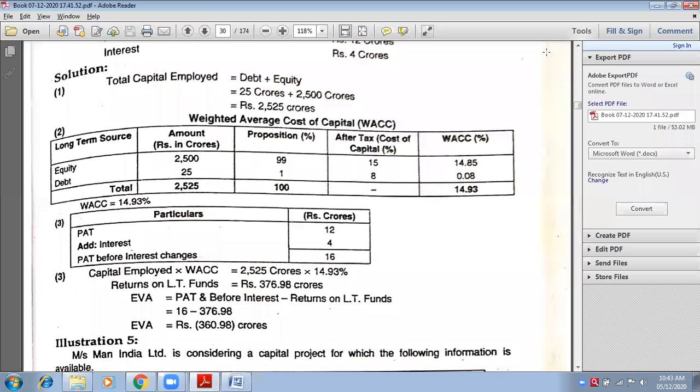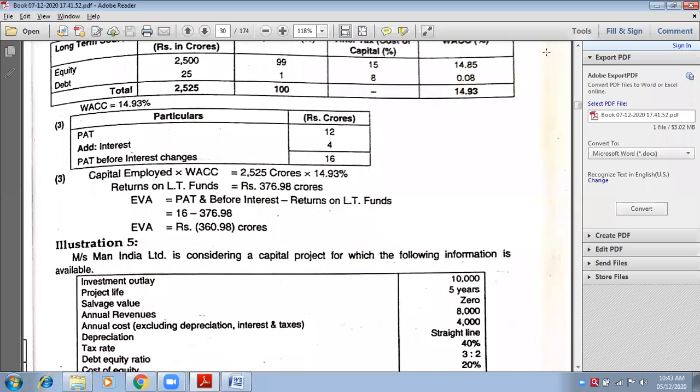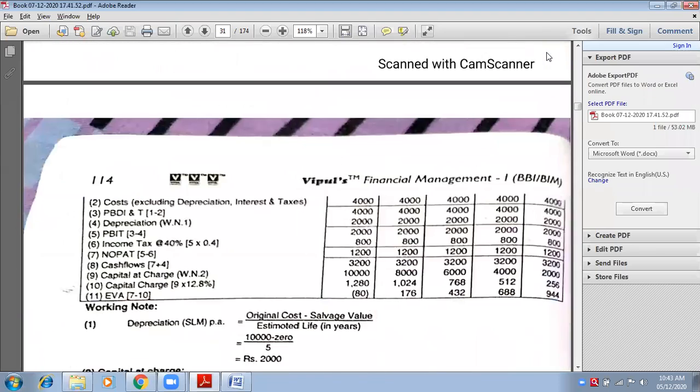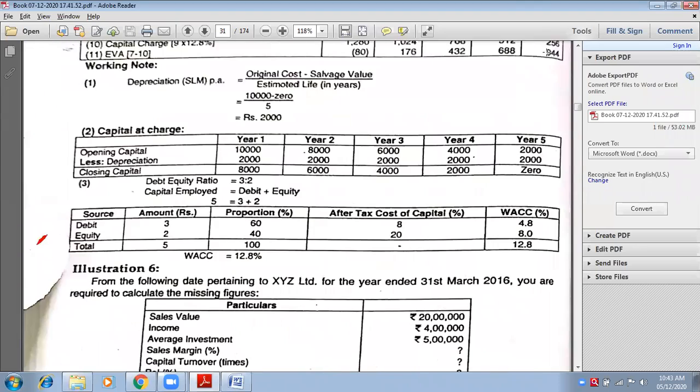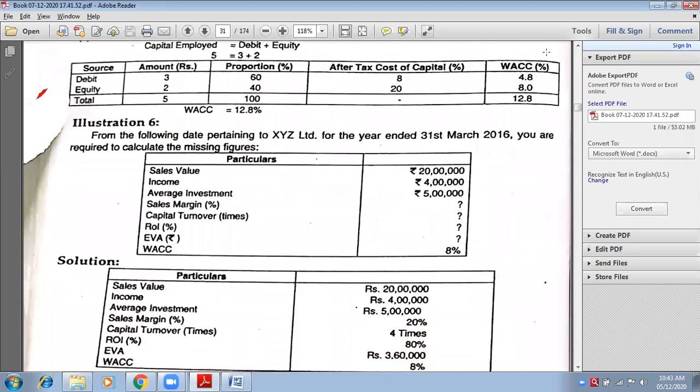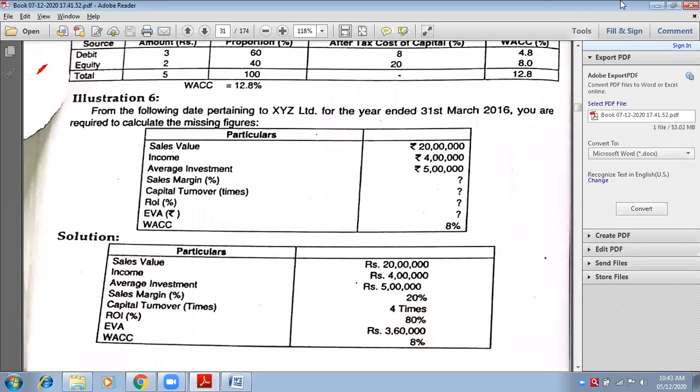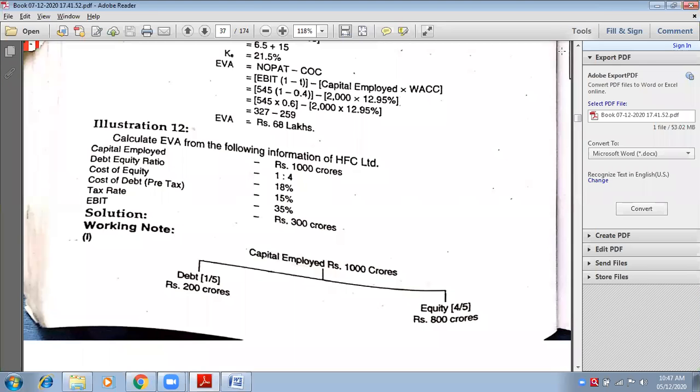Let's see another question. Wait, I will tell you. Give me just a minute. Next one is: calculate EVA from the following information of HFC Limited. Capital employed. Now see, total capital employed is already given, 1000 crores.